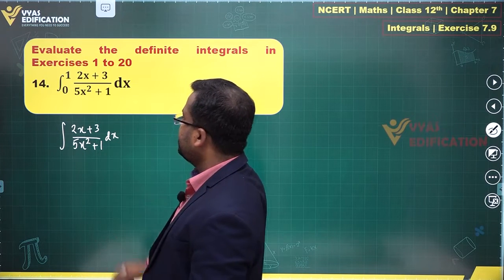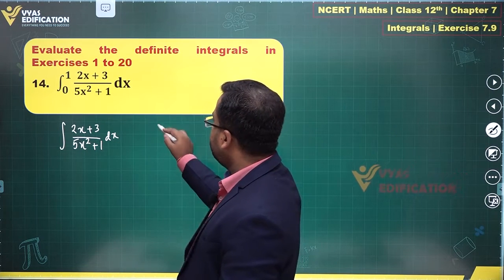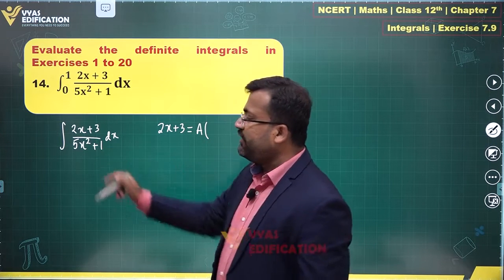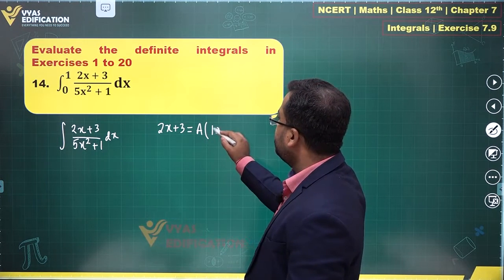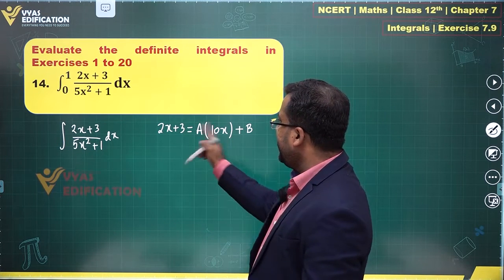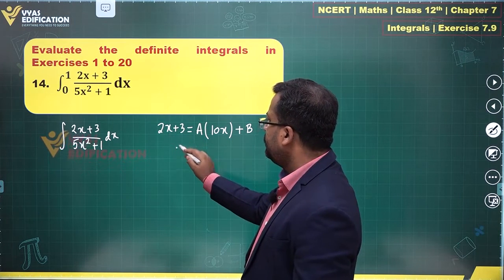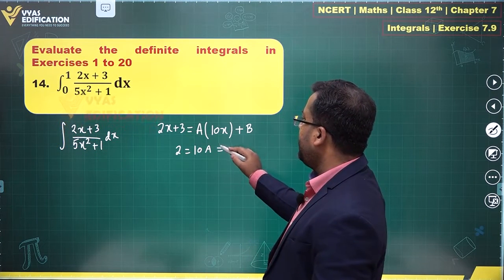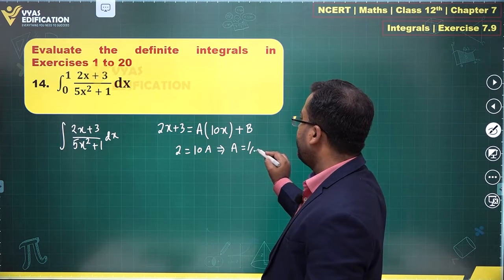Let's find this integral separately. This is linear upon quadratic. So that linear 2x plus 3 has to be written as a times the derivative of this denominator, which is 10x, plus some other constant b. 10a equals 2. Comparing the coefficients of x gives me a equals 1 upon 5.